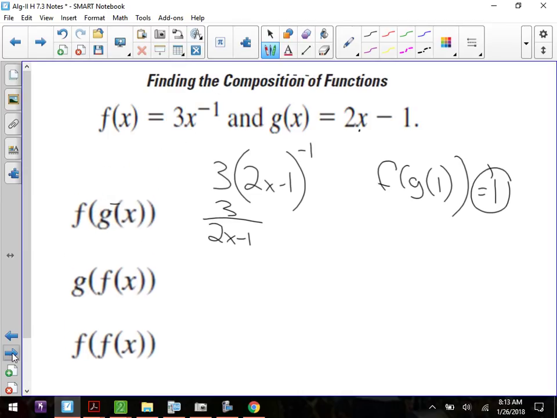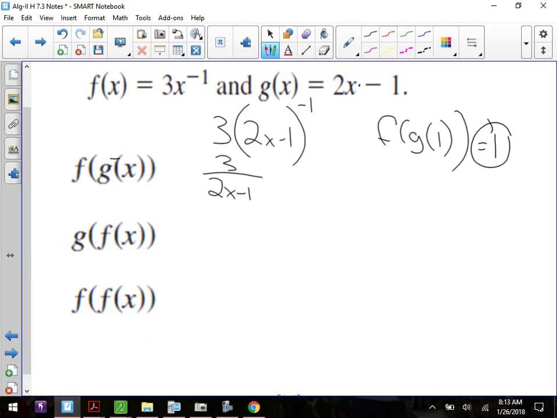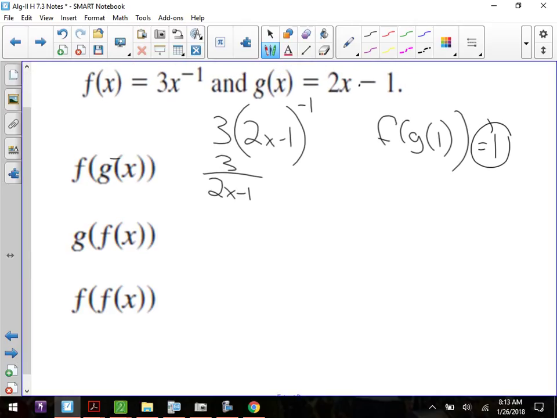Second one, you have g of f of x, which means you start by writing down the f equation and surround it with the g. The f equation is 3x to the negative 1. To that, I surround it with the g equation.